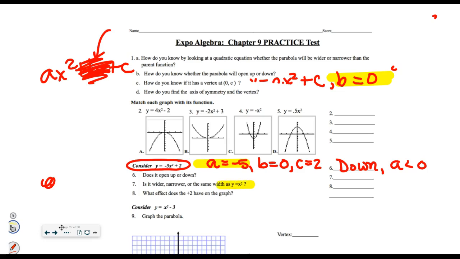Is it wider or narrower or the same as x squared? We look at that a again, and we ignore the sign, and we think of it as being a 5, and it'll stretch it to 5 times its height. The negative makes it open down. The 5 stretches it and makes it very, very narrow.